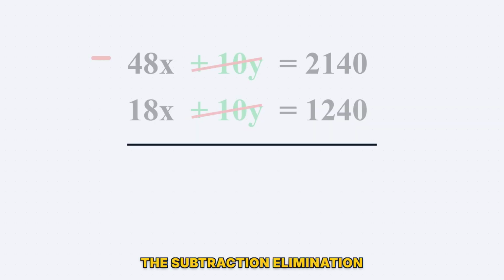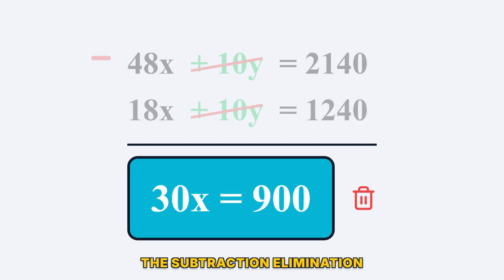Let's perform the subtraction column by column. 48x minus 18x equals 30x. Next, 10y minus 10y is 0, it is completely eliminated. Finally, 2140 minus 1240 equals 900. Our clean line is 30x equals 900.